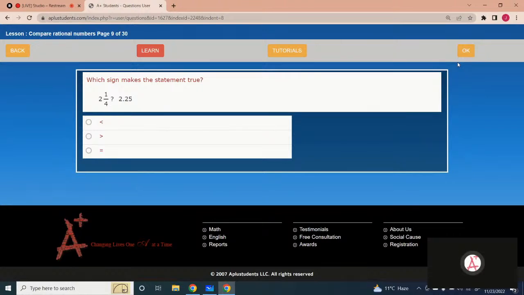So 2 whole, they are, I think, equal, isn't it? 4 times 2, yes, they are exactly equal. 2 whole 1 by 4 and 2.25, they are equal. Got it?